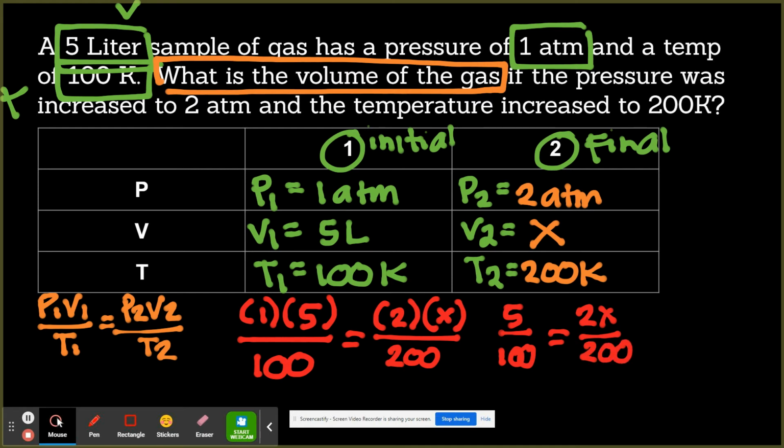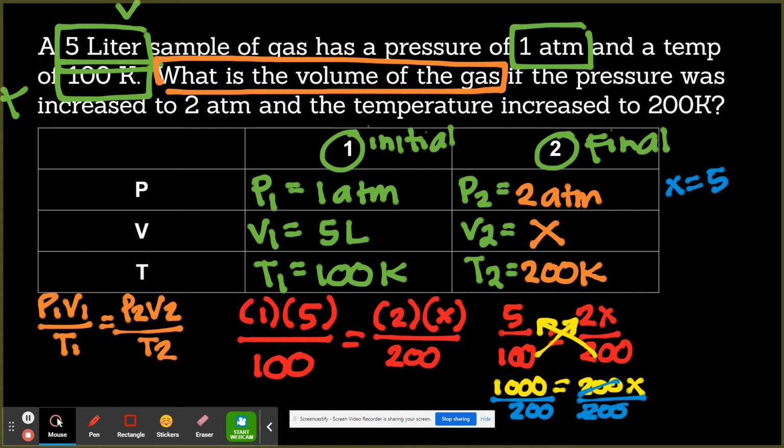Okay, all right. Now we need to solve for x. How do you do that? You cross multiply these two. And what do you get? 5 times 200 is 1,000 equals 100 times 2 is 200x. All right, I cross multiplied and that's what I got. So how do you solve for x? To solve for x, I need to divide both sides by 200. All right, 1,000 divided by 200 is 5. So x is equal to 5. And the unit again is L, liters. Okay, and that's the final answer.